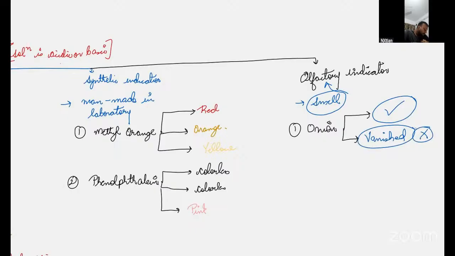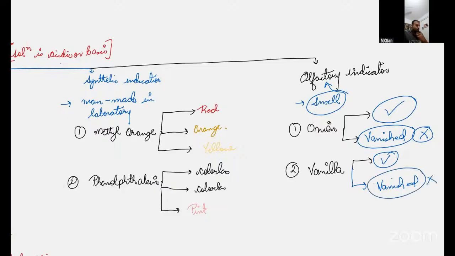Same with vanilla. The vanilla smell will be there in acidic, but in basic it will vanish.